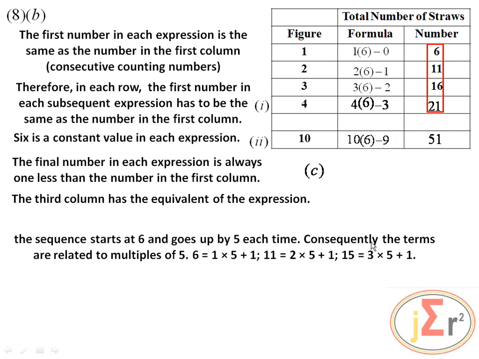So we notice that there's a constant going up like that by some multiple of 5. 5 × 1 is 5 plus 1 is 6. Then we have 5 × 2 is 10 plus 1 is 11. 5 × 3 is 15 plus 1 is 16. And then 5 × 4 is 20 plus 1 is 21.